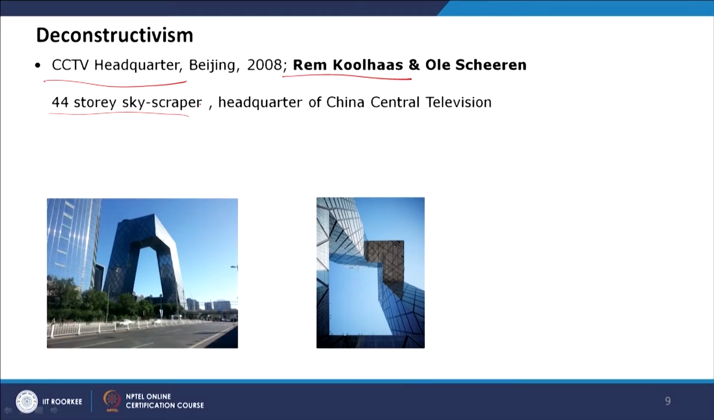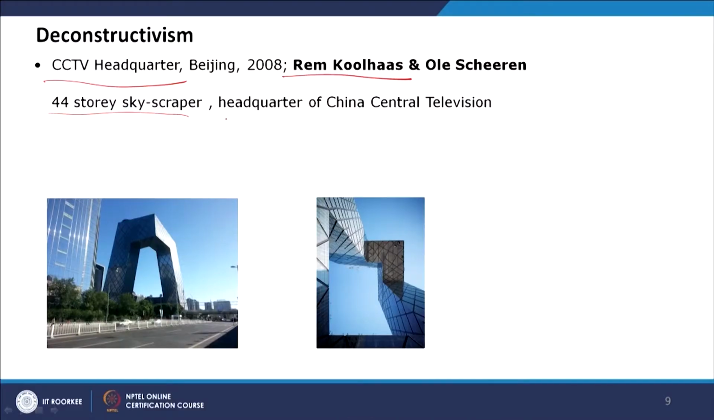This is a 44-story skyscraper, and Daniel Libeskind also has many other designs which follow the deconstructive style. If you look at Daniel Libeskind's and Rem Koolhaas's other designs, you can understand their visual pattern and how they deal with the deconstructive architecture style. So it's a 44-story skyscraper headquarters in China, of China Central Television, and you can see this is the form of this building.